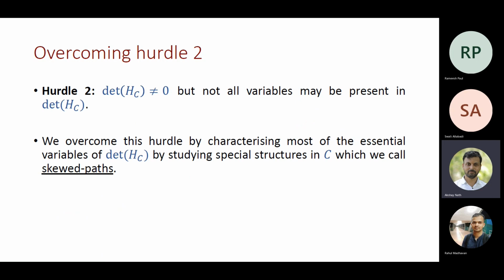So now that we can assume that the Hessian determinant is non-zero, let's overcome the second hurdle. Recall that the second hurdle was that the Hessian determinant is non-zero, but not all variables may be present in it. To overcome this hurdle, we characterize most of the essential variables of the Hessian determinant by studying some special structures in the ROF, which we call skewed paths. So let me define what skewed paths are.